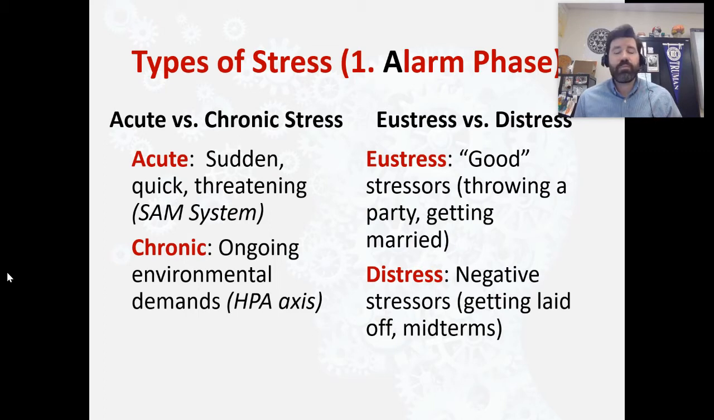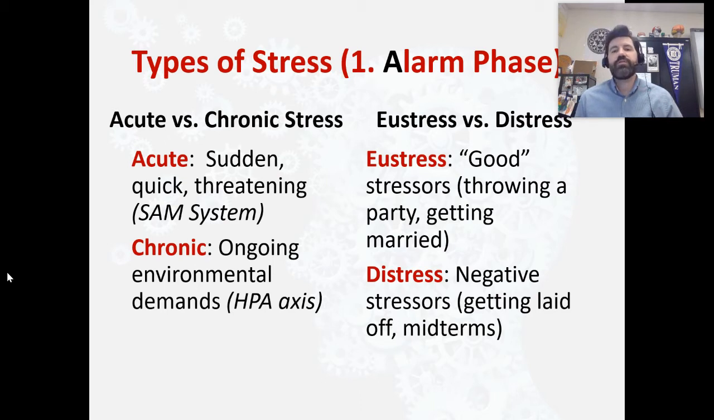And then we have distress. And distress is what we probably think of when we think about stress. These are the things that if we could just eliminate from our life, we would like to. These would be things like getting fired from your job, taking tests, having arguments with friends. These are the negative stressors that we tend to experience.